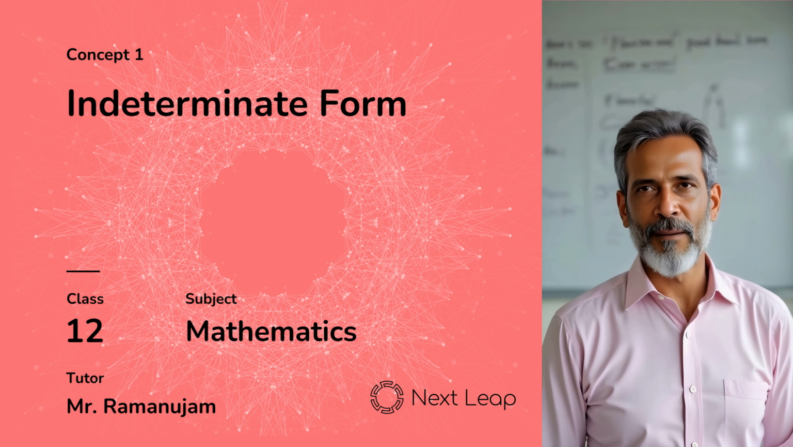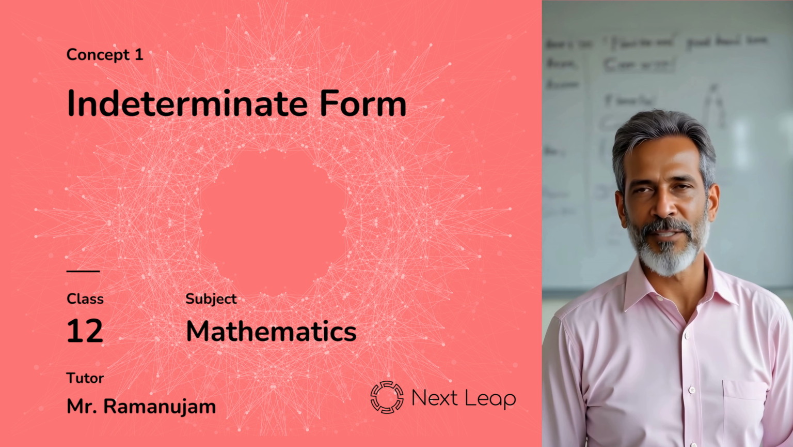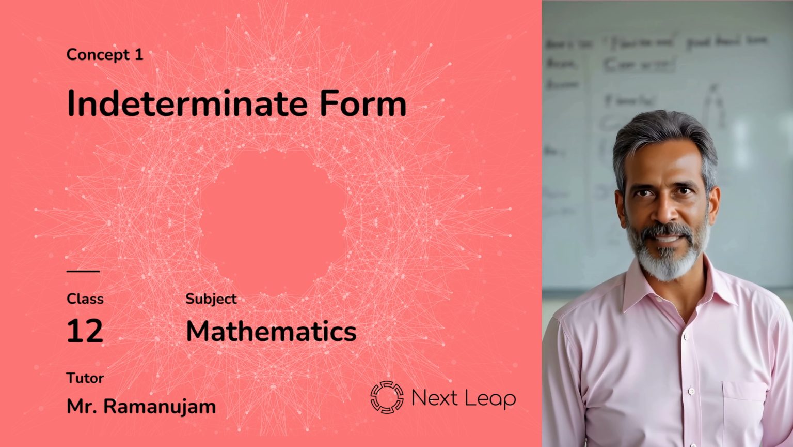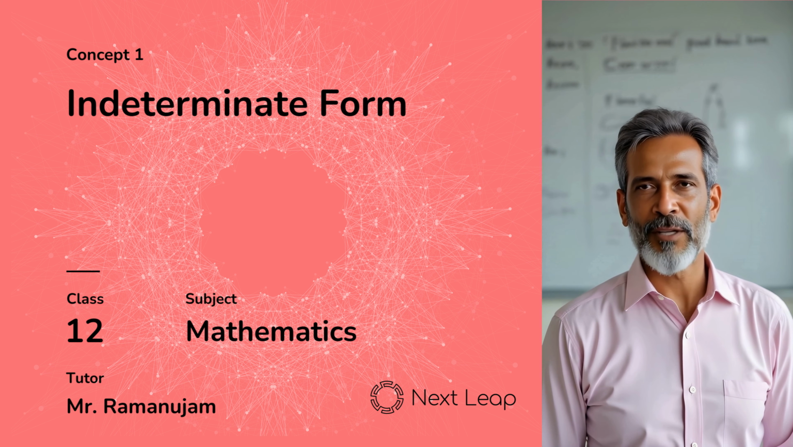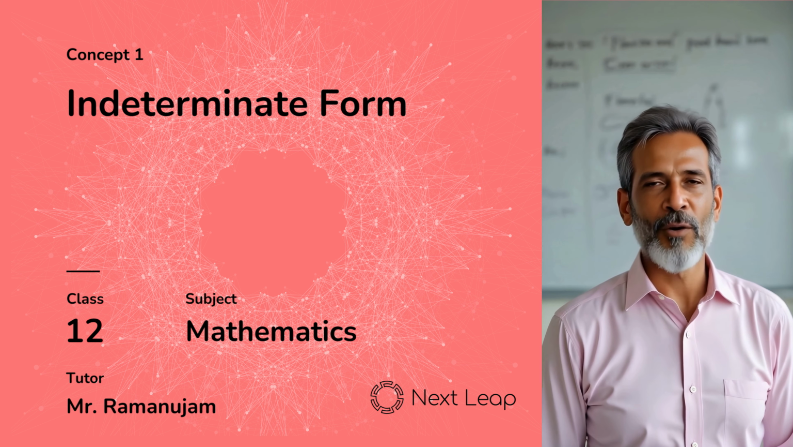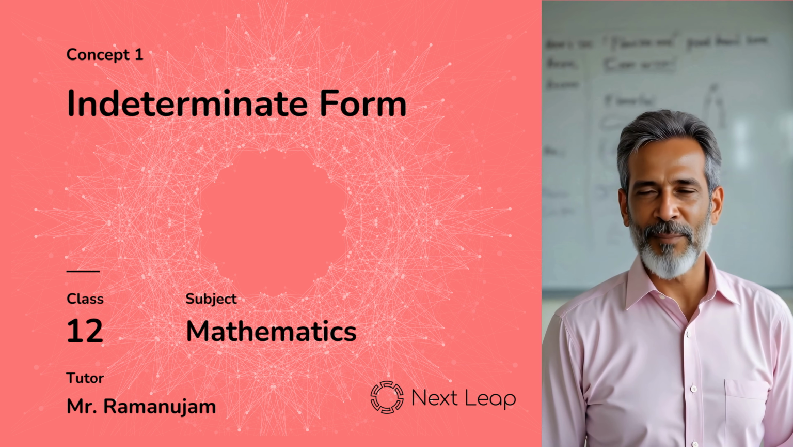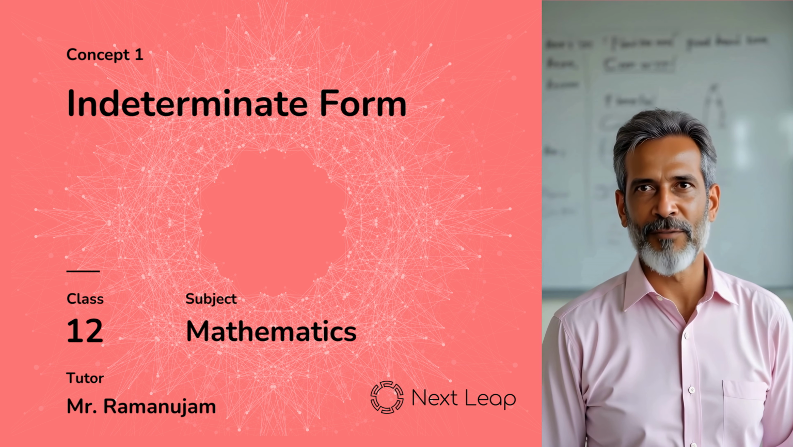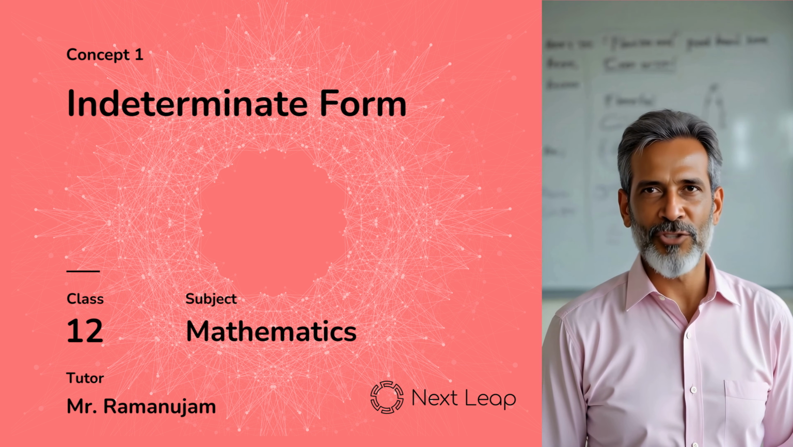Here's the starting point. If the limit of f of x as x tends to c exists, and the limit of g of x as x tends to c also exists, and importantly, the denominator's limit is not 0, then it's straightforward. The limit of f of x over g of x equals the limit of f of x divided by the limit of g of x. In symbols, limit as x approaches c of f of x over g of x equals limit as x approaches c of f of x divided by limit as x approaches c of g of x. That's equation 1 on your screen.